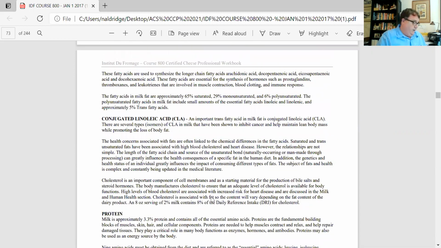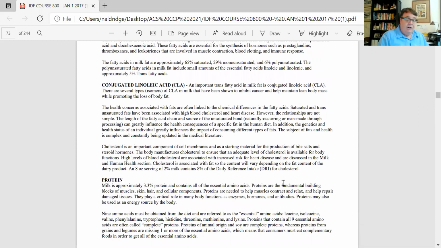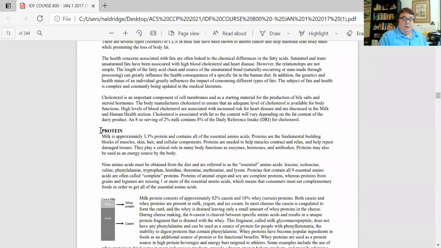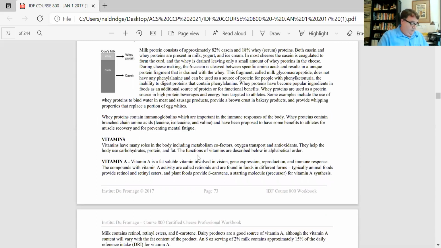The big thing to worry about here is conjugated linoleic acid. I don't recall much about that on the test, but we do want to go down to protein. Protein. This is the big one you're going to get to. So you see how we started with milk and we're moving on down, but protein is a percentage of milk. So we need to know that. Continuing on through page 73, vitamins are part of the milk construction as well.